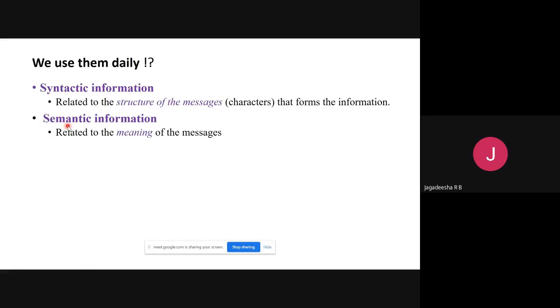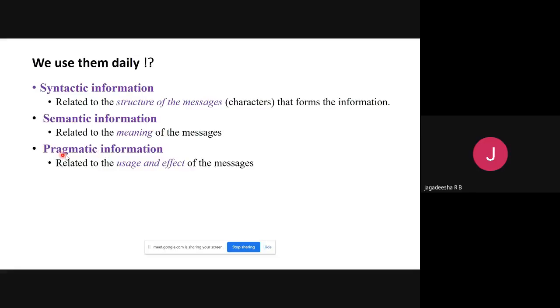Next one, semantic information. That is related to the meaning of the message. So here, the key point is the meaning. If I have a sentence, when I speak a sentence, there may be many words or many letters, but ultimately what is important is the meaning. That kind of categorization is called semantic information.